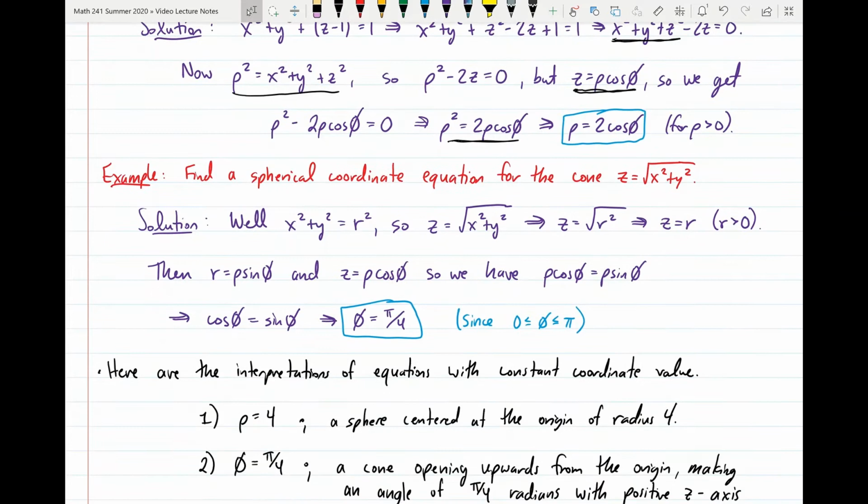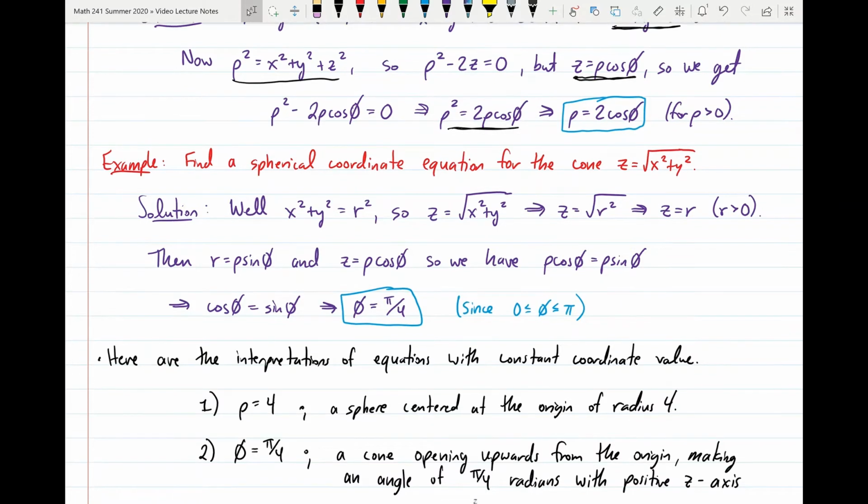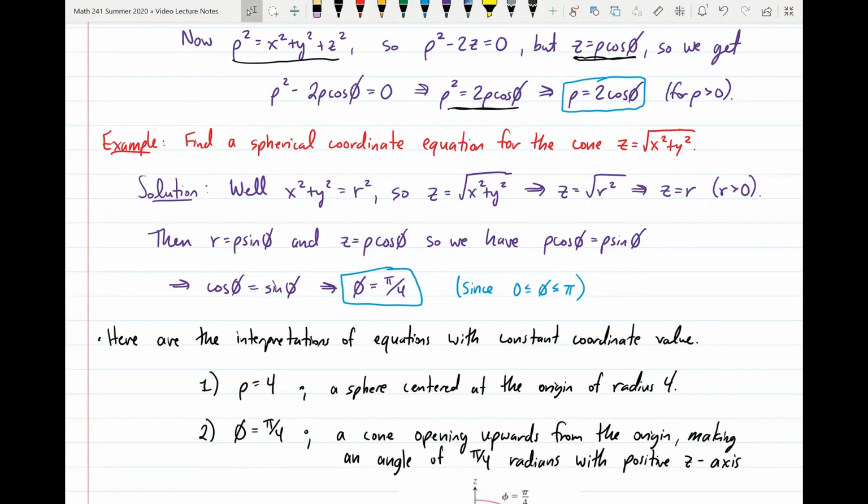Okay, and one more example where we find a spherical coordinate equation for an equation given in rectangular coordinates or Cartesian coordinates. So this time we have a cone given by z equals the square root of x squared plus y squared. Well, remember, x squared plus y squared is going to equal r squared. That's an equation that we have for polar coordinates.